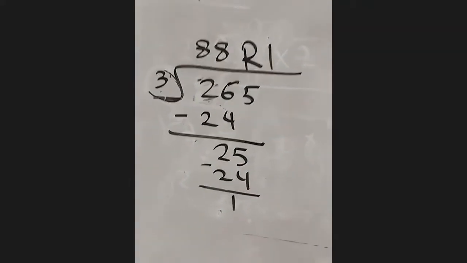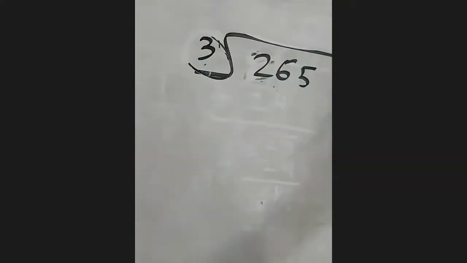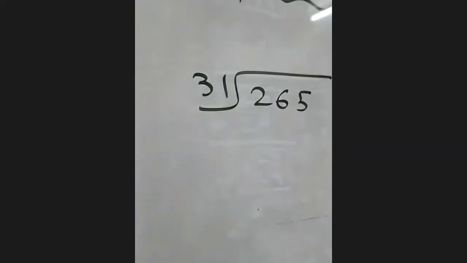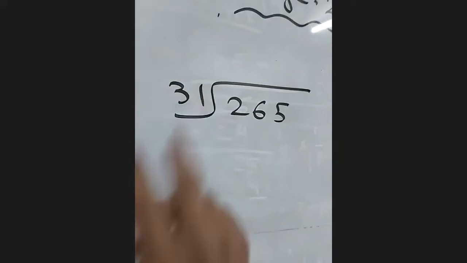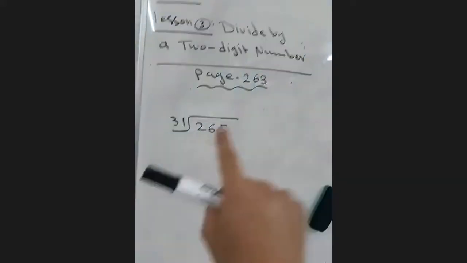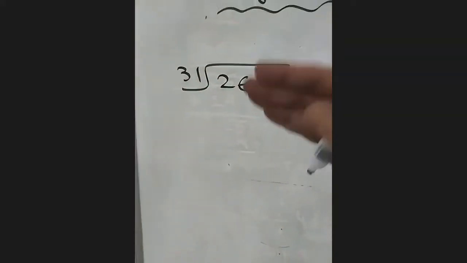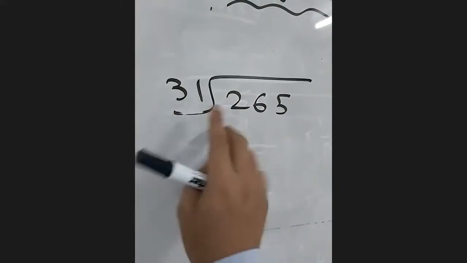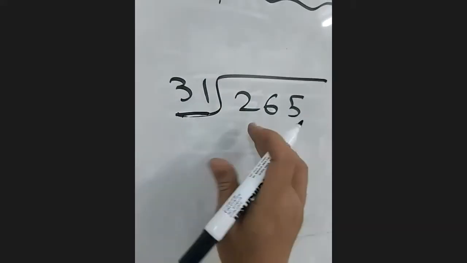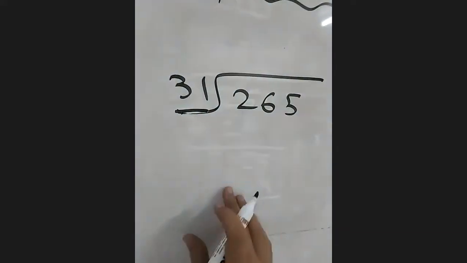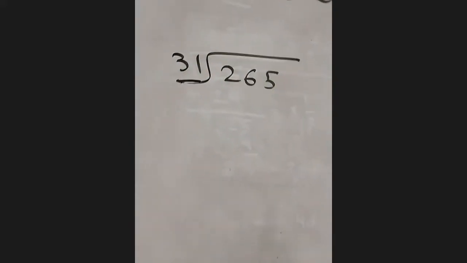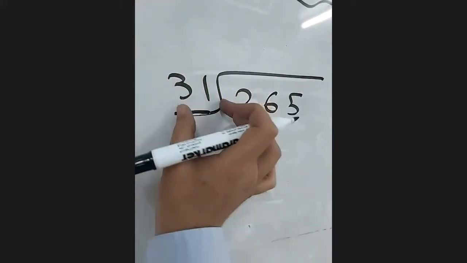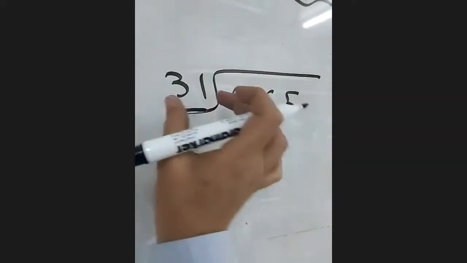Today, we will not divide by one digit. We will divide by two digits, like 265 divided by, for example, 31. Here, how many digits do we have? Two digits. This is the title: divide by a two-digit number. Now, we do the normal steps. Can the 2 be divided by 31? No, 2 is less than 31. Can the 26 be divided by 31? Also no, because 26 is less than 31. In this case, we take the three digits together: 265 divided by 31.